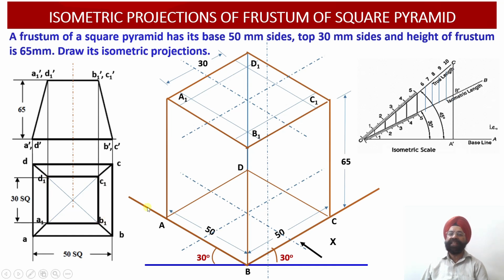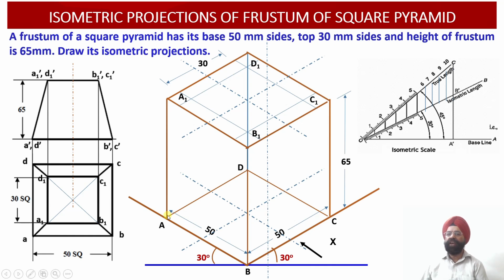So with this construction we can see we have been able to obtain the A1 point over here, the B1 point over here, this is the C1 point, and this is the D1 point. So all the 4 points corresponding to the top face of the frustum have been obtained, and all the 4 points corresponding to the base of the frustum have also been obtained.